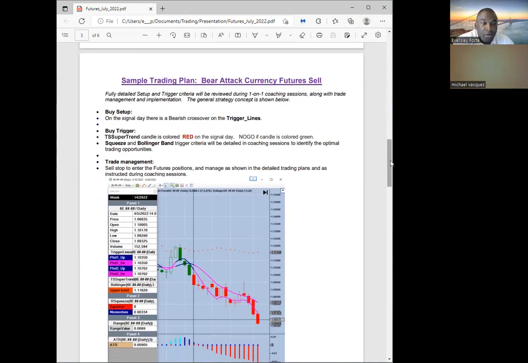All right, today we're going to go over a bearish strategy, call it a bear attack. What we have here is just a sample trading plan, but we're going to be focusing on the charts, and then we'll refer back to the trading plan. The main thing is on the charts.